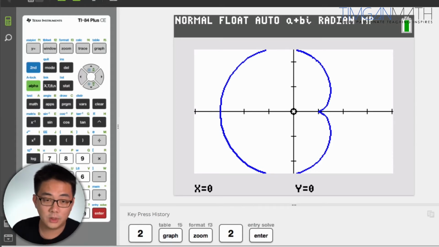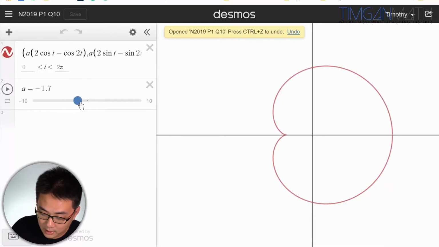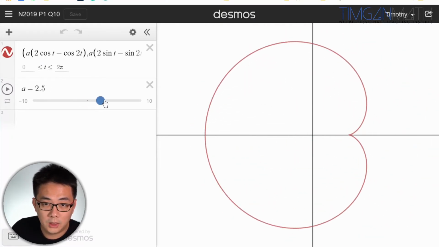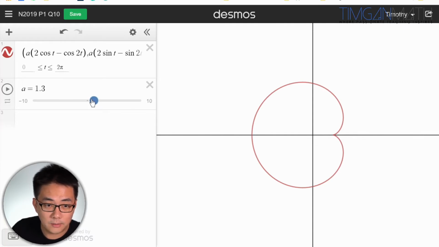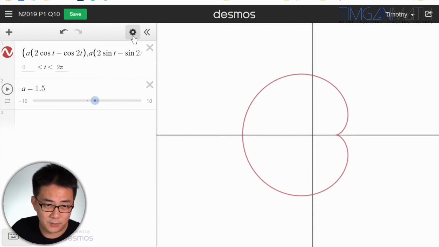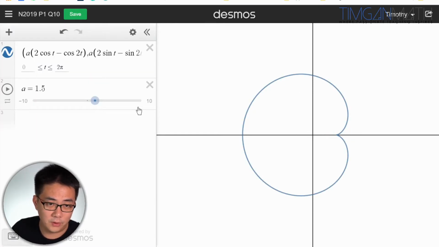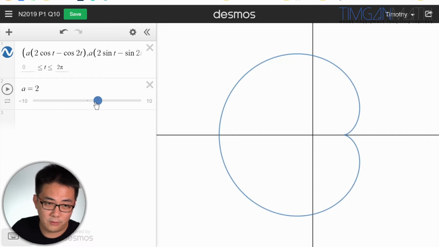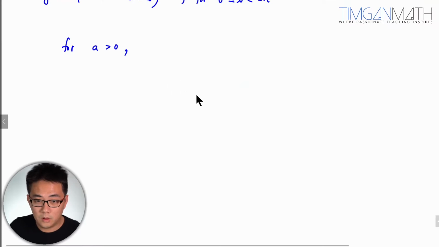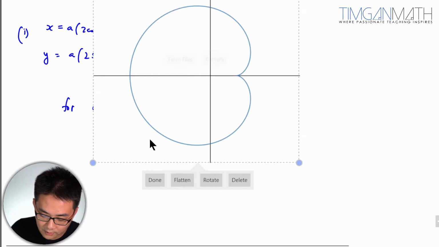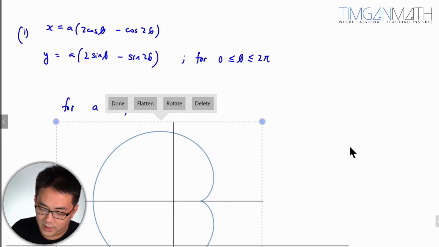I'm just going to use my Desmos to sketch. As you can see here, with a different value of a, the graph that we're looking at is different. You can easily key this into Desmos to see how this graph is going to look. I'm just going to roughly take the positive one, but if you take the negative one, it's fine also.